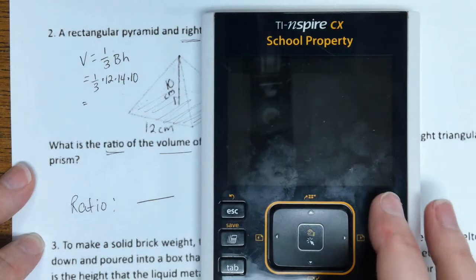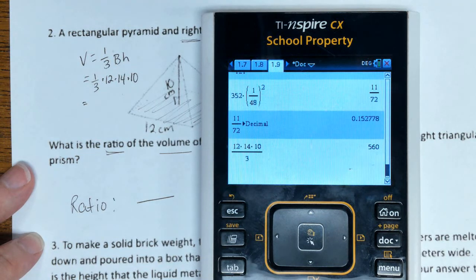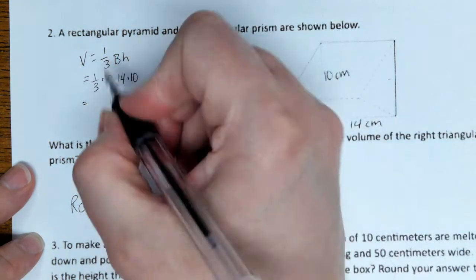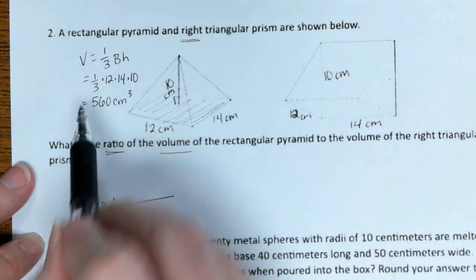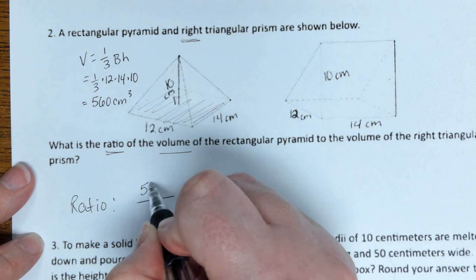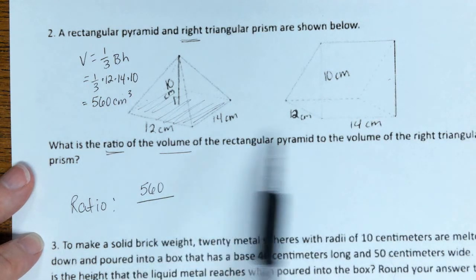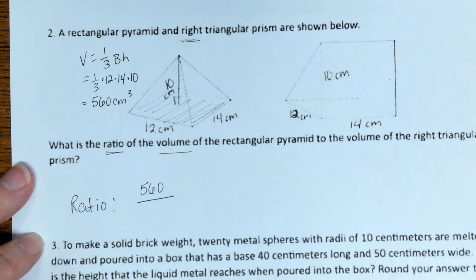The numbers are kind of big. So we've got 12 times 14 times 10, and then we're going to divide by 3. So we've got 560, and that's centimeters cubed because it's volume. But remember, that's going to be the top of our fraction because it said pyramid to prism. So when you're doing a ratio, you go in that same order.